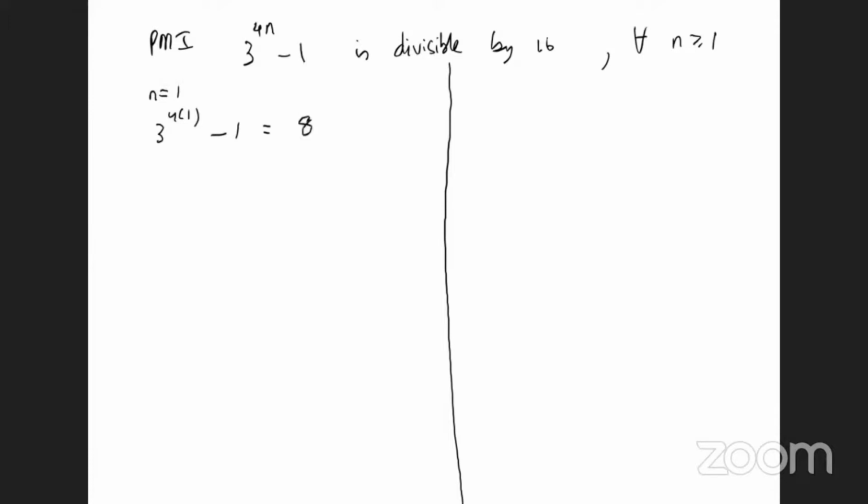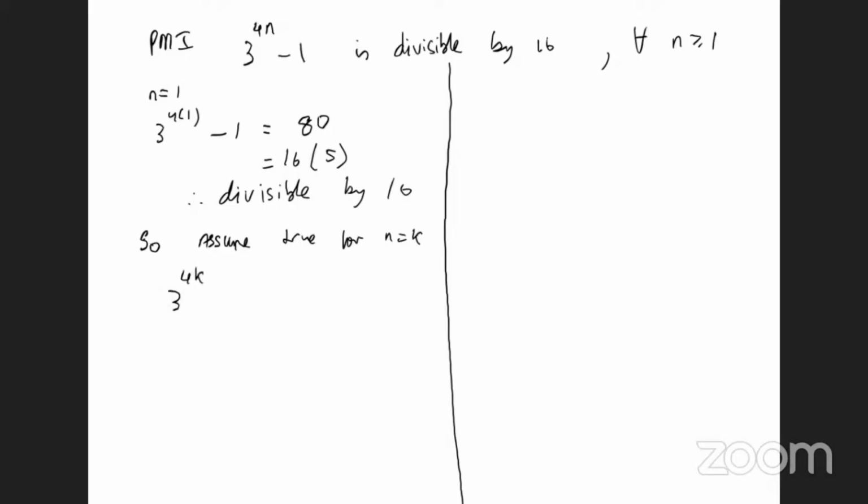That's 80, which is 16 by how much? 5. Therefore, divisible by 16. Now assume it holds for n equal to k: 3 to the 4k minus 1 is equal to 16a. I will make 3 to the 4k the subject of the formula. And now I have to show it holds for n equal to k plus 1.